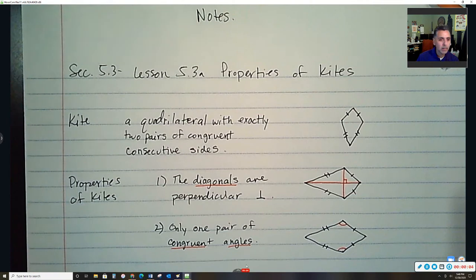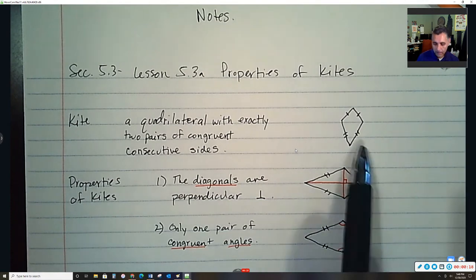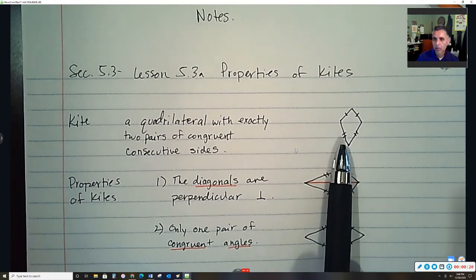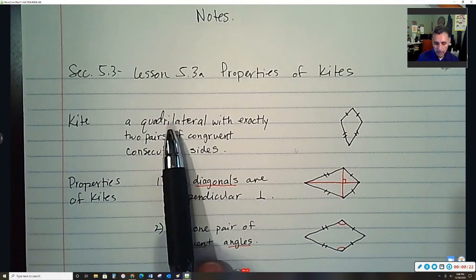In this next set of notes, properties of kites, it's pretty short. But a kite, you all know what a kite is, the kind of kite that you fly, the kind that you can take out and fly outside. That's pretty much what a kite looks like. Here's the definition.